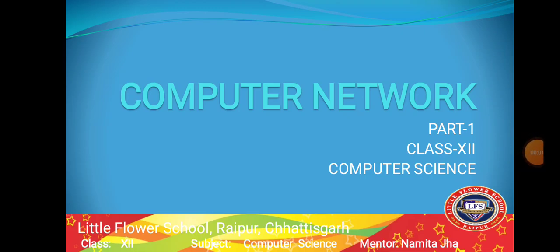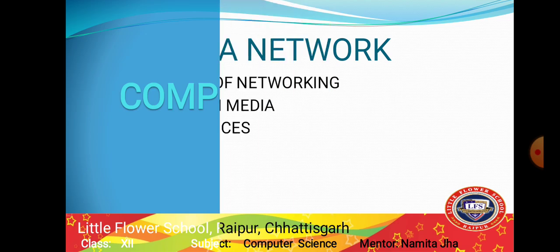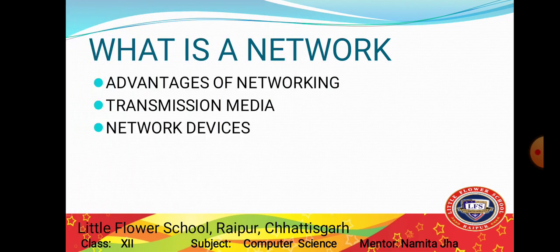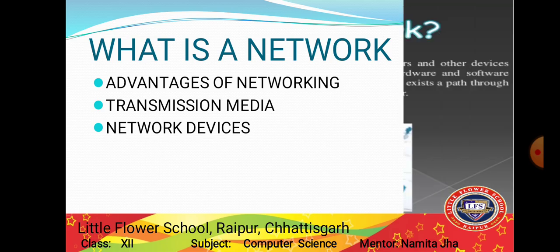Hello, this is your computer science class, and today I am going to explain computer network part 1. In this class, we will discuss what is a network, advantages of networking, transmission media, networking devices.